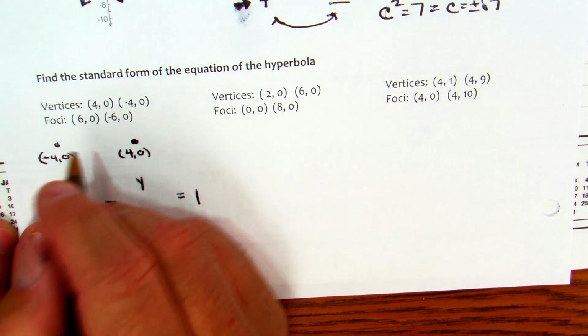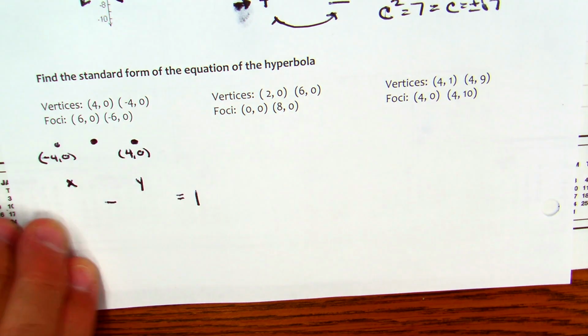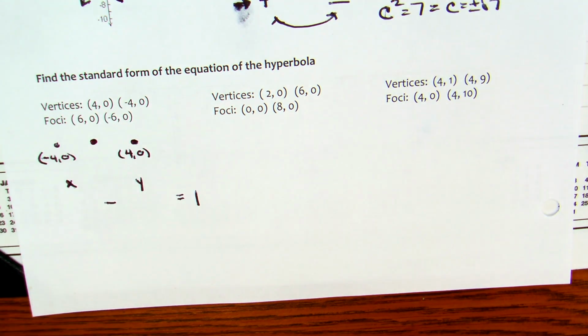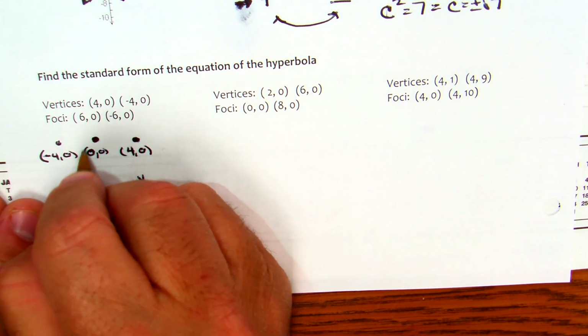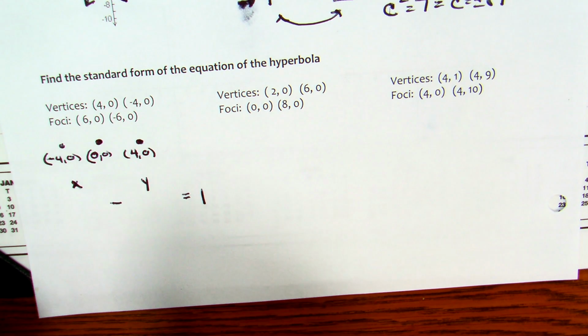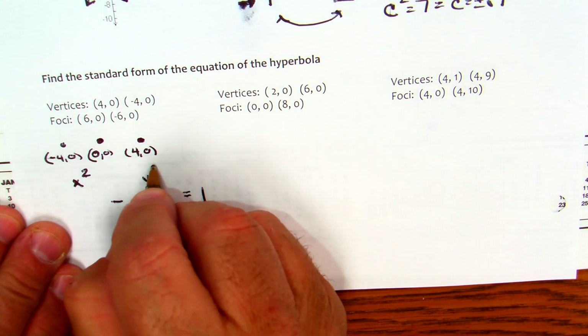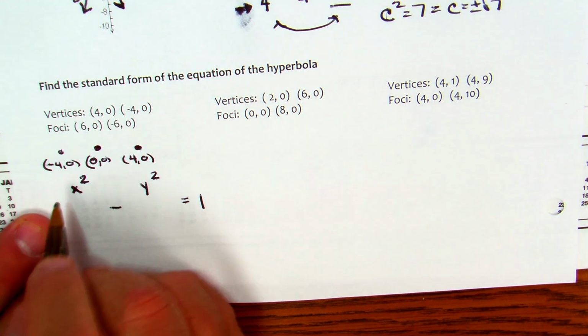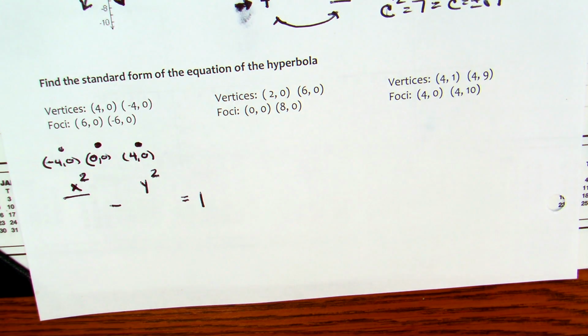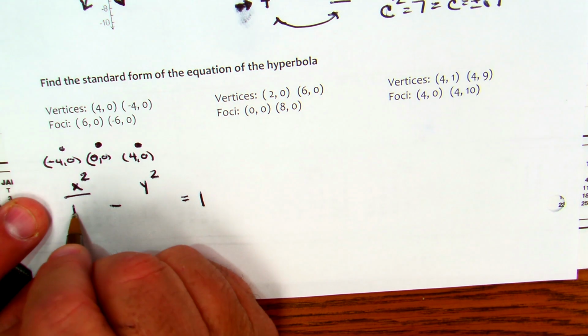Now, to get that center, I find the what point? Midpoint, halfway through. What's negative 4 plus 4? 0. And what's half of 0? 0. So that's my center, 0, 0. So your choice if you want to write the minus 0 or just write it as x squared, y squared. If it has a number, you write that as a minus. Now, A is the distance from the center to the vertex. How far is it from 0 to either 4, 0 or negative 4, 0? 4. What's 4 squared? 16.